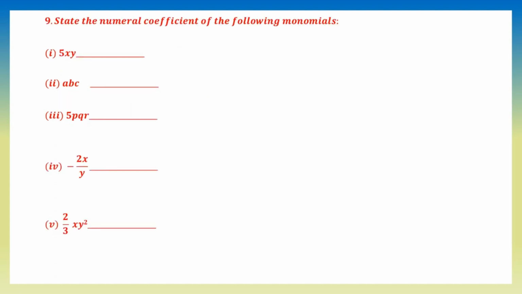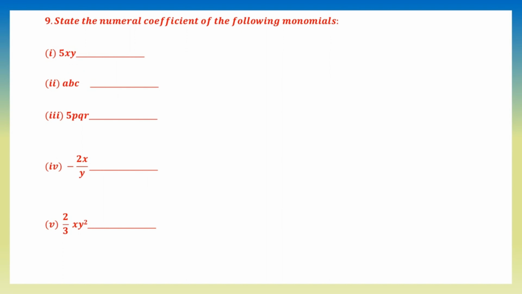Now next one. Question 9. State the numerical coefficient of the following monomials. So again we have been given monomials as you can see. Now what is the meaning of numeral or numerical coefficient? From the word numeral, we are talking about numbers. So in all these monomials, we have to only pick out the number along with its sign. And that becomes the numerical coefficient.